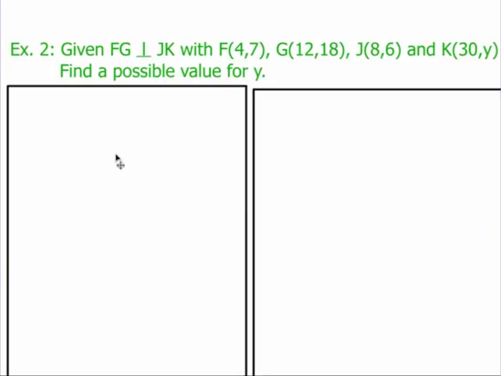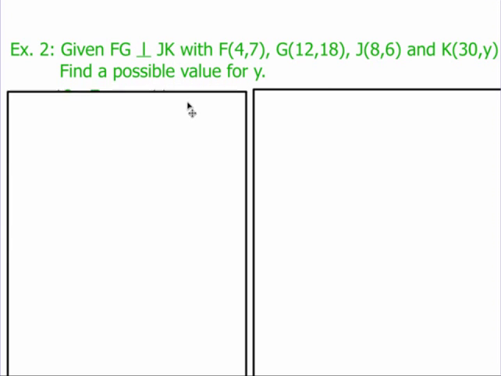Example 2 says, given FG perpendicular to JK, with F, G, and J having these coordinates, and K having the coordinates (30, y), find a possible value for y. So how are we going to figure out what y is? Well, all we really have to work with is the slope formula and the information we see here. We can't find the slope of JK because we don't know what y is, but we can find the slope of FG. And then we can use that to figure out the slope of JK.